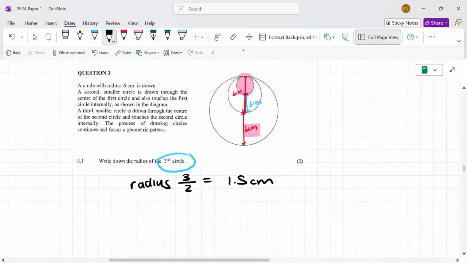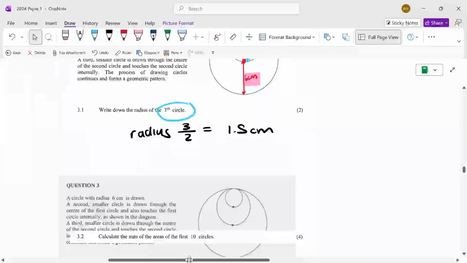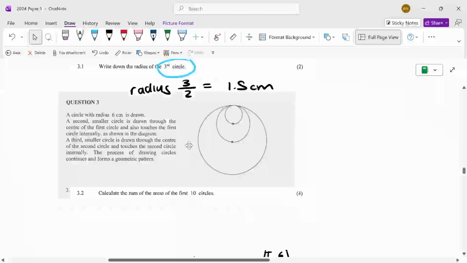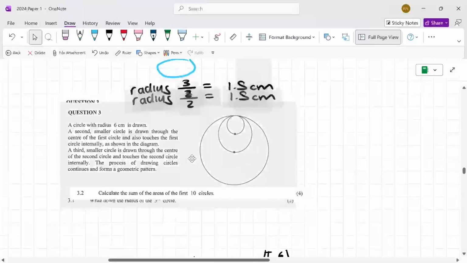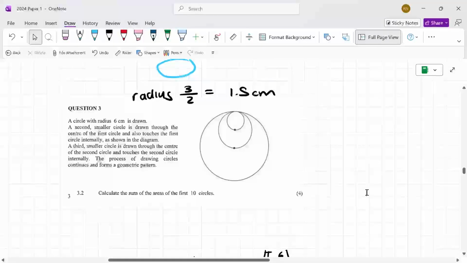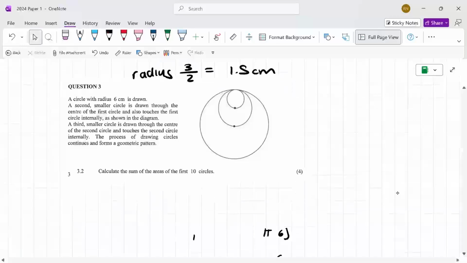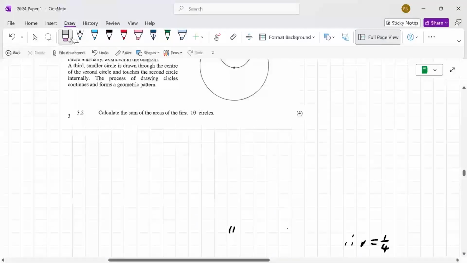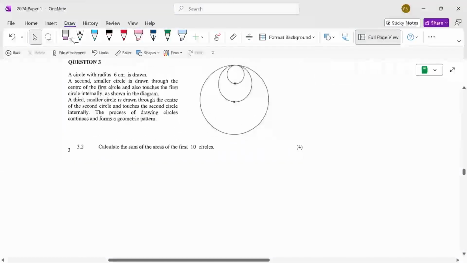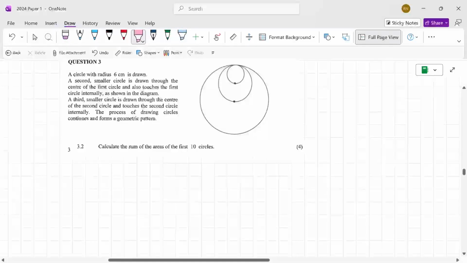Okay, so that's the radius for our third circle. Then they ask, calculate the sum of the areas of the first 10 circles. So we already know that this is probably a number pattern of some sort, because they're asking for the 10th circle, which is not somewhere we are close to. But they're asking for the sum, so sum of the areas.